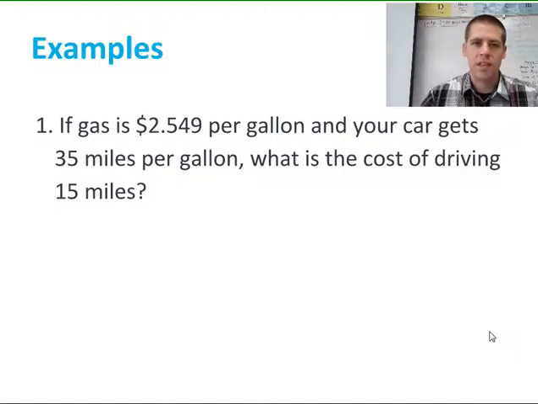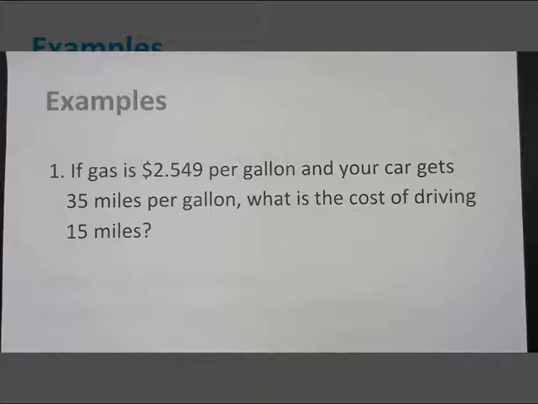Let's look at a couple examples. I think this will be better if I just write them out. We'll start with a practical everyday life kind of example. Let's say that gas is $2.549 a gallon, and your car gets 35 miles a gallon. What's the cost of driving 15 miles?